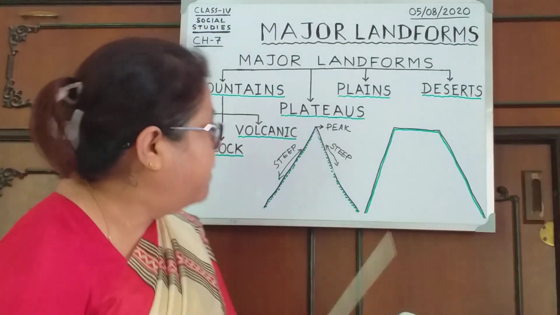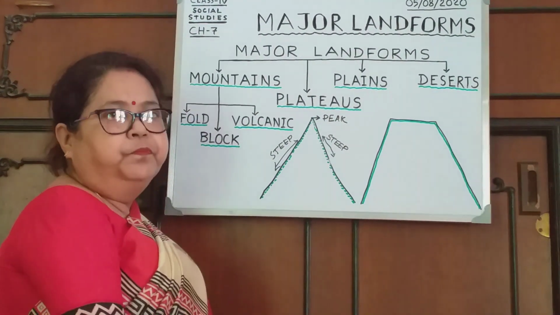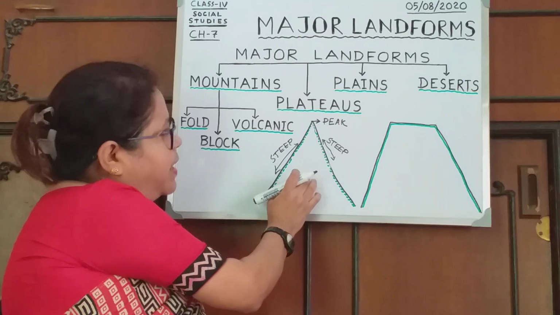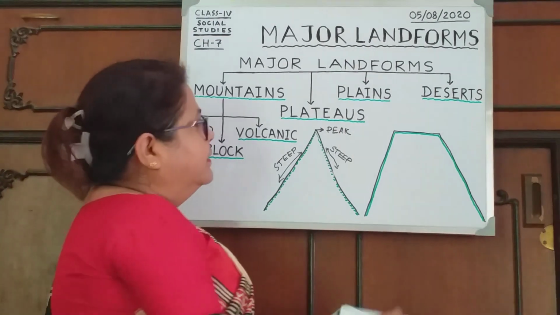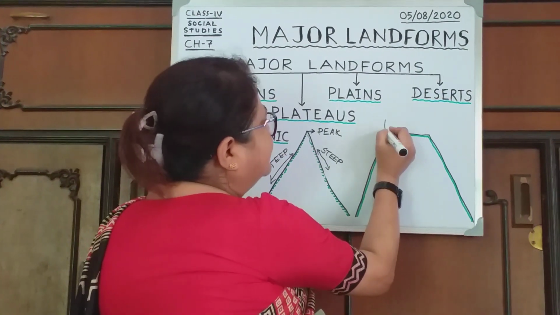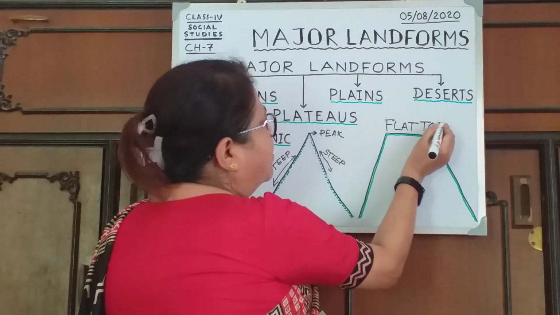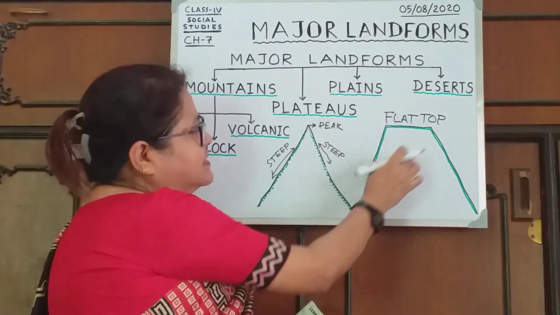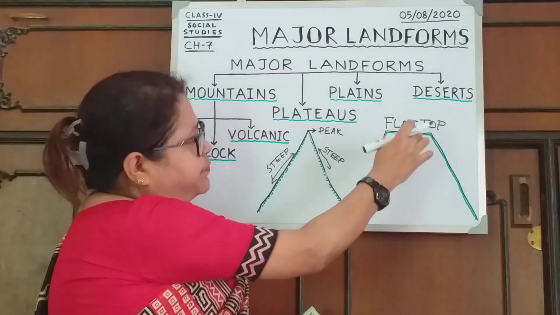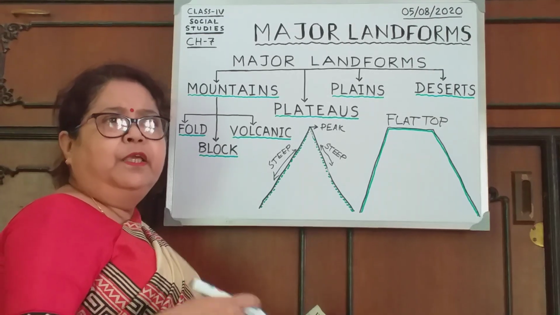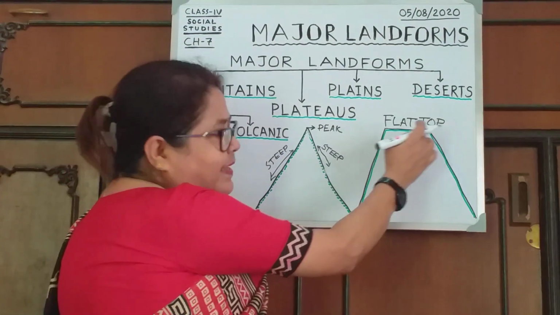Next I'll come to plateaus. You see there is a diagram of a plateau. What is the difference between a mountain and a plateau? A plateau doesn't have a peak. The top is flat. Flat top. A plateau is also a highland with a flat top, but the sides are steep, you see children. Can you compare this feature with anything you see every day in your life? Yes, a table. It looks like a table.